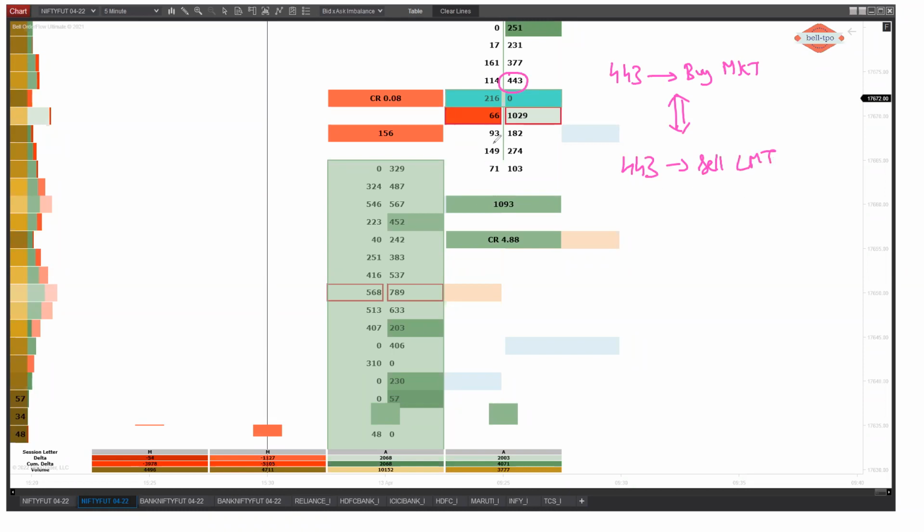Likewise, if I take 149, at that particular price point, it is on the sell side, so it belongs to sell market orders. And not only that, the opposite party at 149 is buy limit orders, not buy market orders. So whoever is sending a limit order is a passive order.